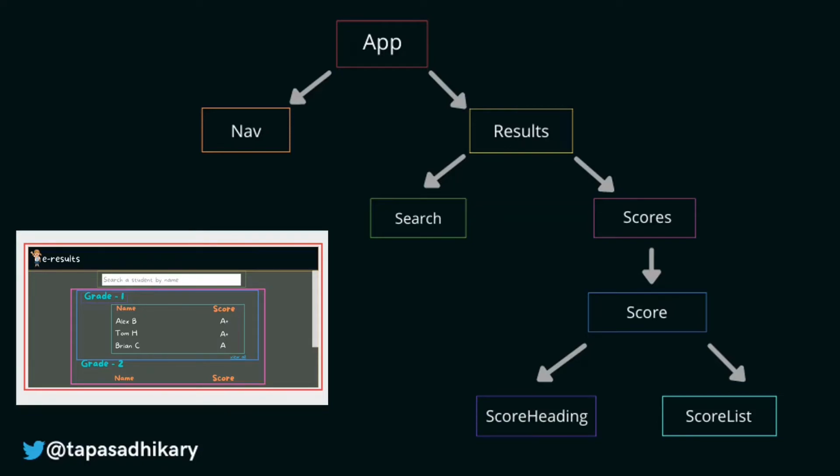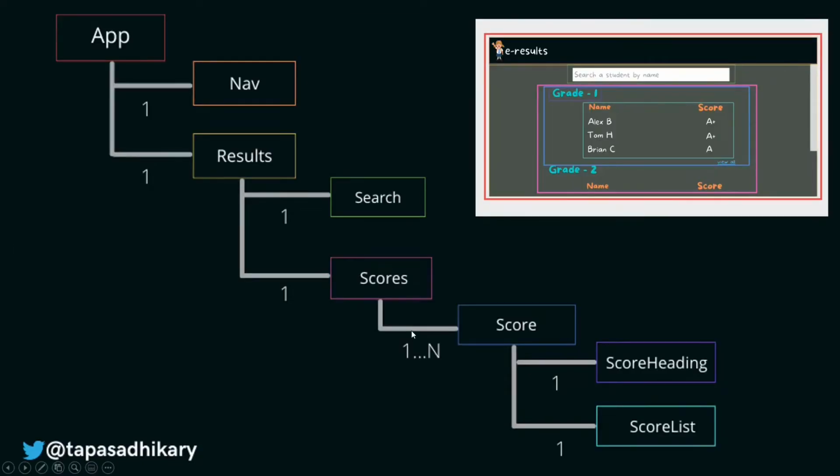The next thing I'm going to show you is how many such components there are. It's the same thing but in a different hierarchy. Inside app you have one nav and one result. Inside one result you have one search bar and one scores. In scores you can have multiple score, so for grade 1 and then for grade 2 and so on, and for each of the score you can have a score heading and then the score list.